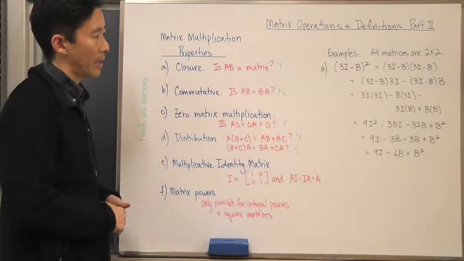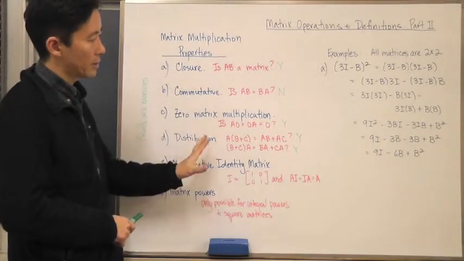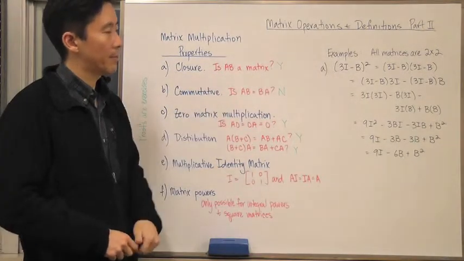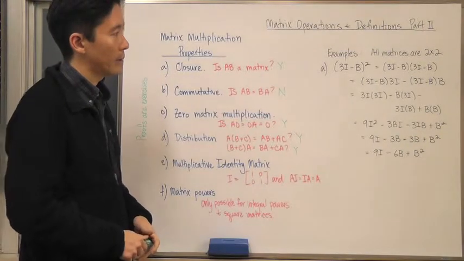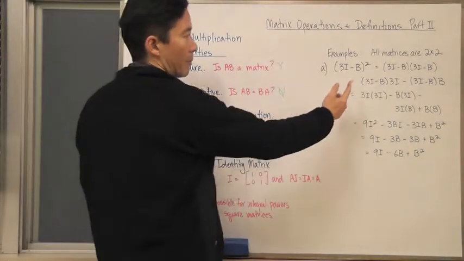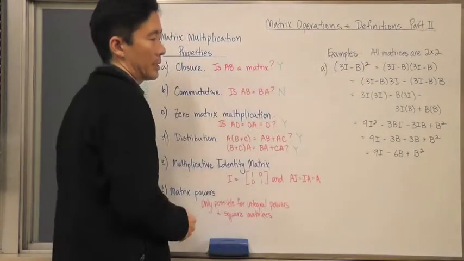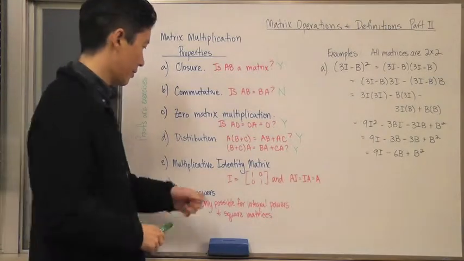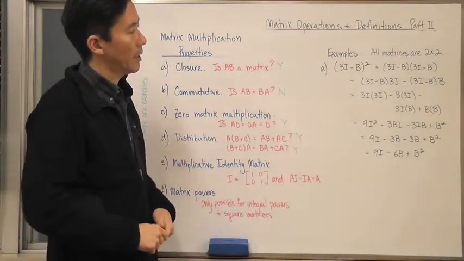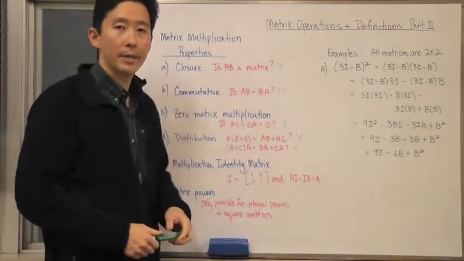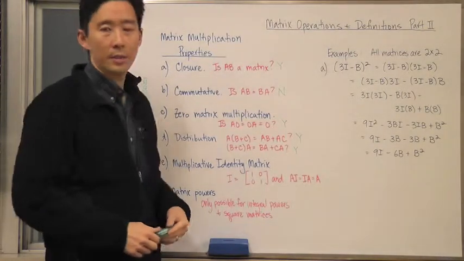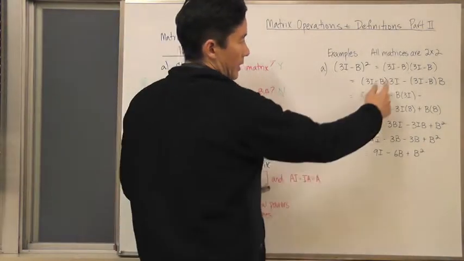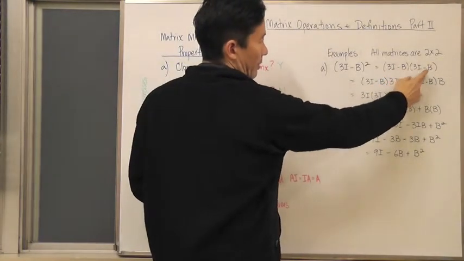Now, we do want to be able to apply these rules and properties of matrix multiplication to a particular problem that deals with matrices and their operations. Let's assume that all matrices are 2 by 2, and we also know that the identity matrix is this matrix here. If I take the quantity 3I minus B, raised to the second power, then I need to expand this by saying that that's just going to be 3I minus B times 3I minus B.